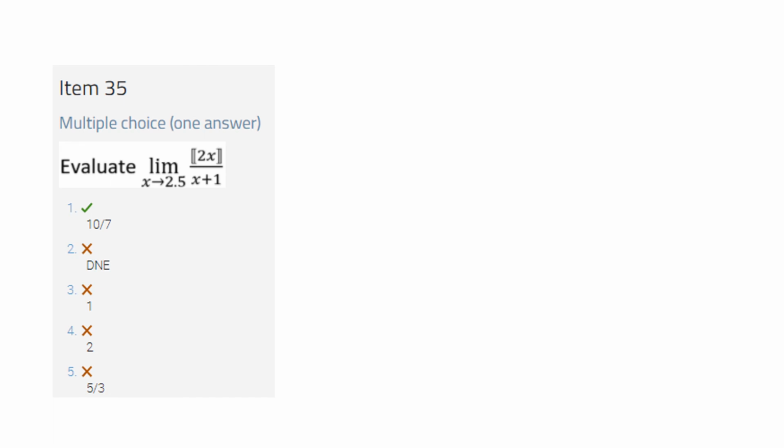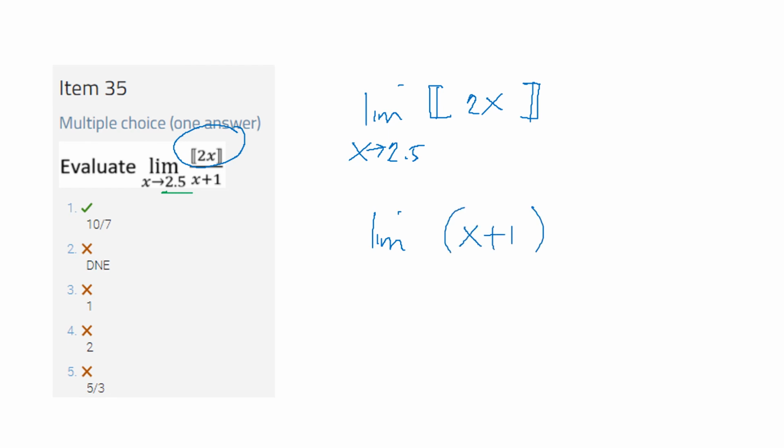So here on the last item, evaluate. This one is 2.5 at hindi siya integer. So pwede nating separate muna to. We have the limit of the greatest integer of 2x as x approaches 2.5. Tapos sa denominator naman, limit of x plus 1 as x approaches 2.5. So we're just using the basic rules of division here. Substitute lang natin 2.5 plus 1. This will be 3.5, which is equal to 7 over 2.